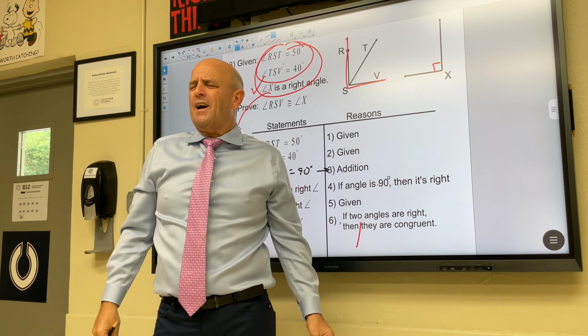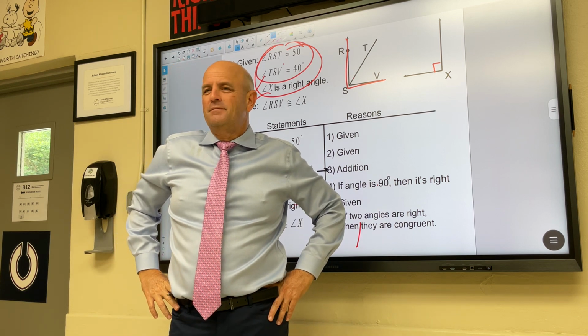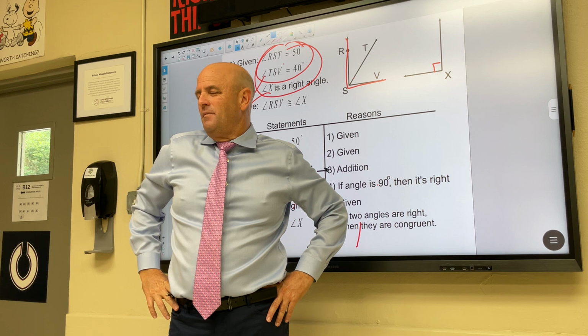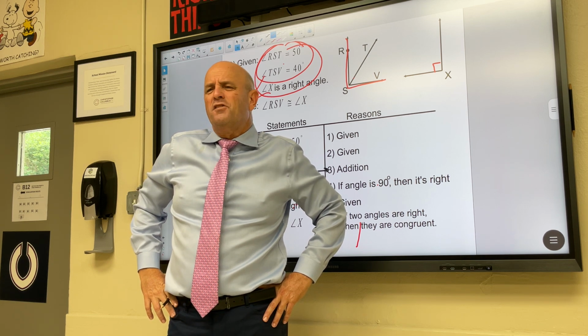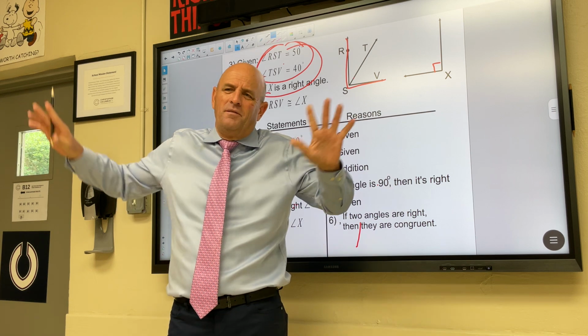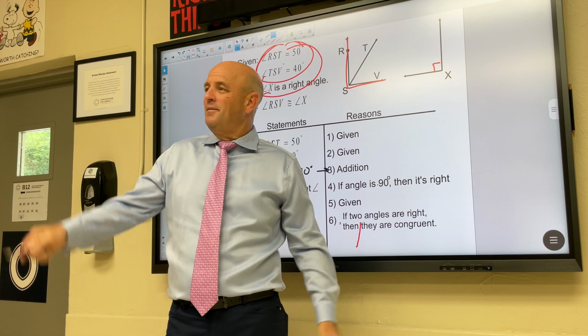For reason 3, would you ever have to specify that you're adding RSP and TSP? You're just adding angles together. Keep it simple. No, just addition. You're adding, simplifying.